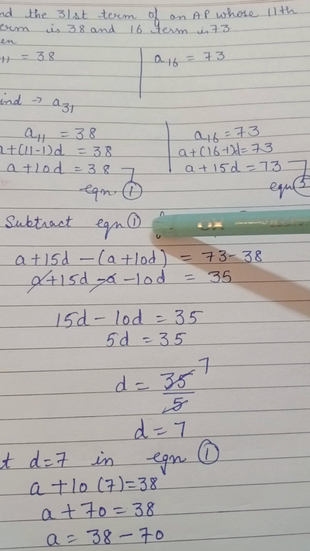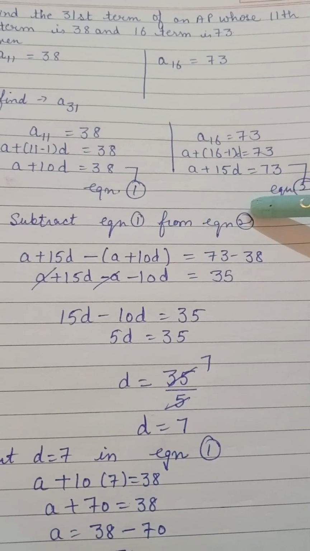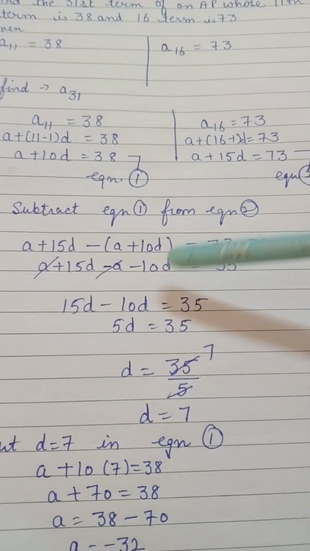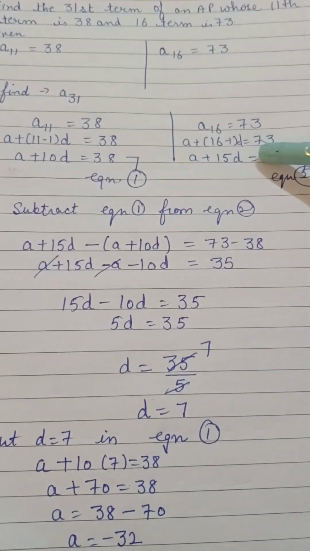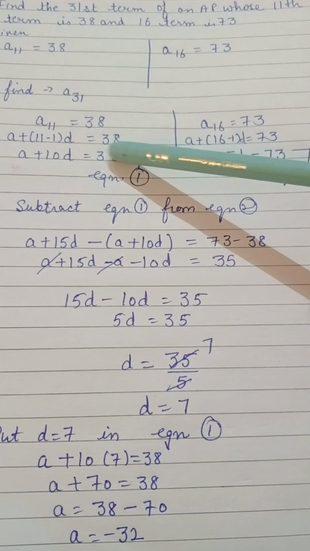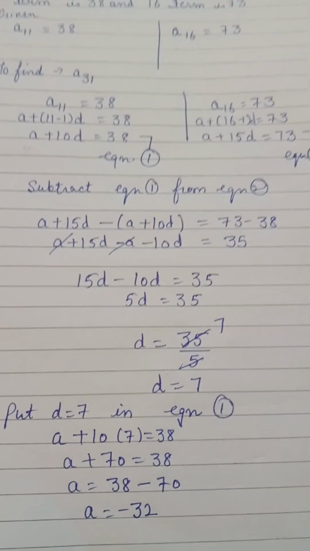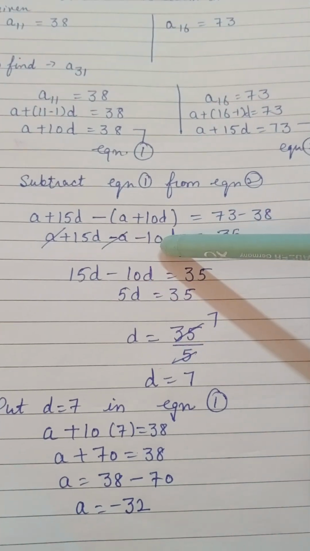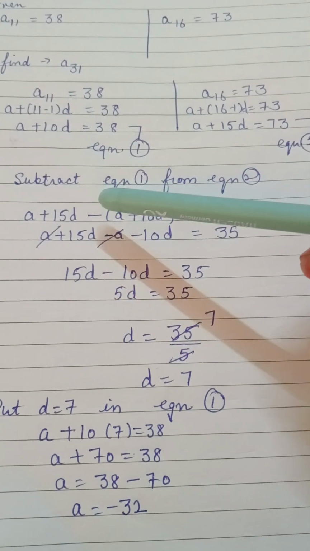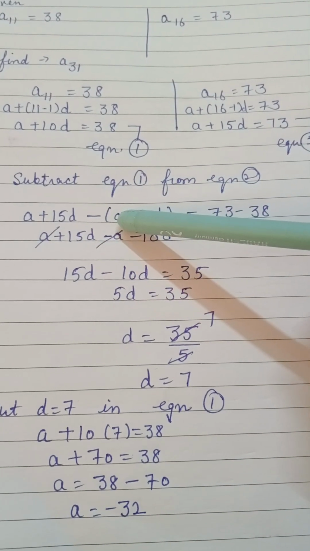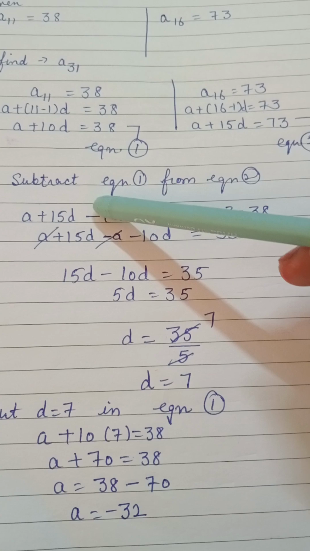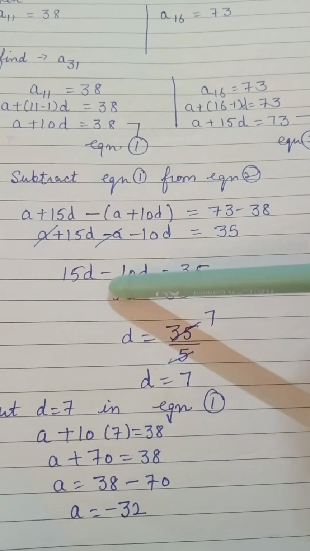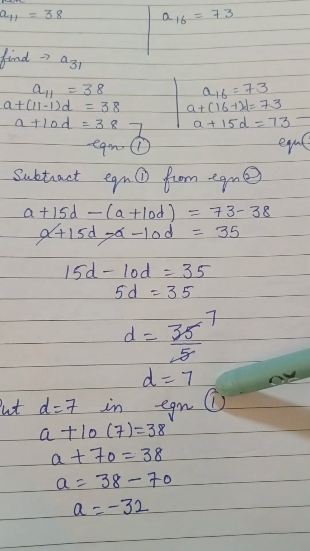Now we have to subtract equation 1 from equation 2. When we subtract, we get the value of D. You can see here right hand side minus right hand side, left hand side minus left hand side. So after that A cancels with minus A and 15D minus 10D is 5D. We know that when it goes inside the bracket, the sign will change. This will become minus A, this will become minus 10D. So from here we can say that D value is 7.